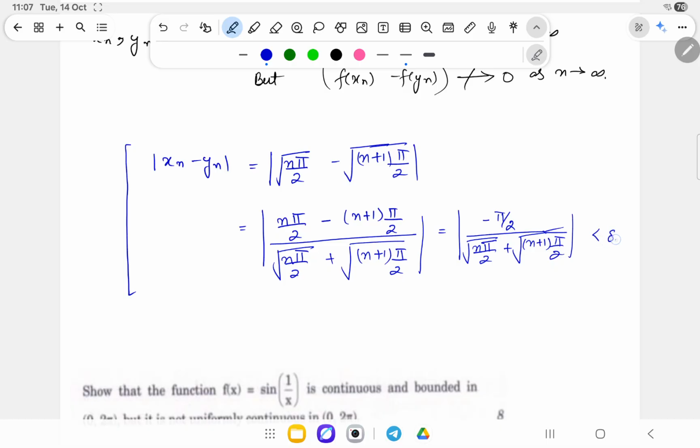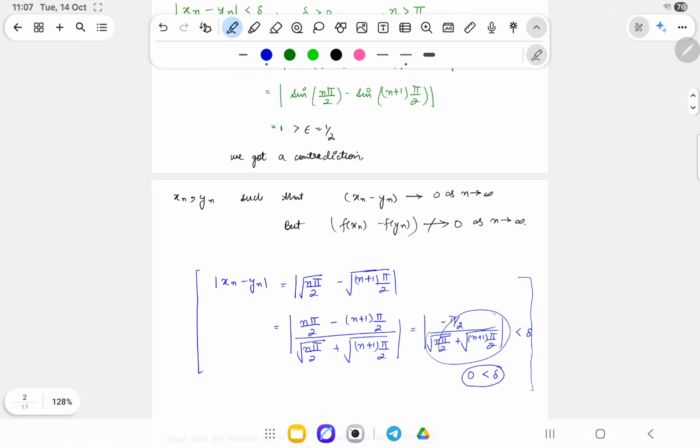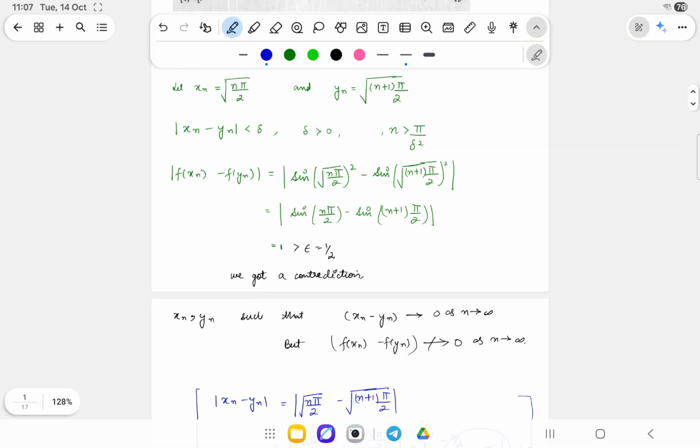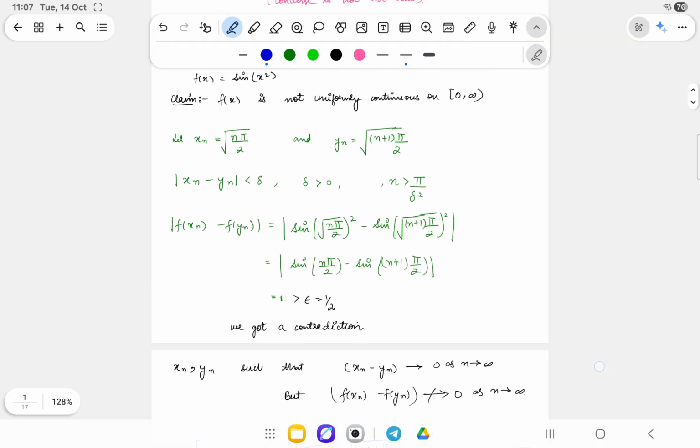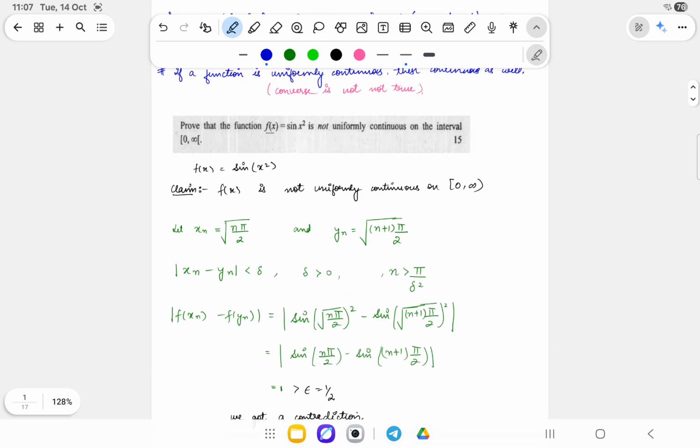Now if I take n approaches infinity, this whole term will approach 0, and we are assuming that it is less than delta. So if this whole term is approaching 0, it will be less than delta. So we got a delta positive such that xn minus yn is less than delta, and for that delta my f(xn) minus f(yn) is not less than epsilon. So this contradicts the sequential criteria of uniform continuity. So we can say that this function f(x), that is sin x square, is not uniformly continuous.